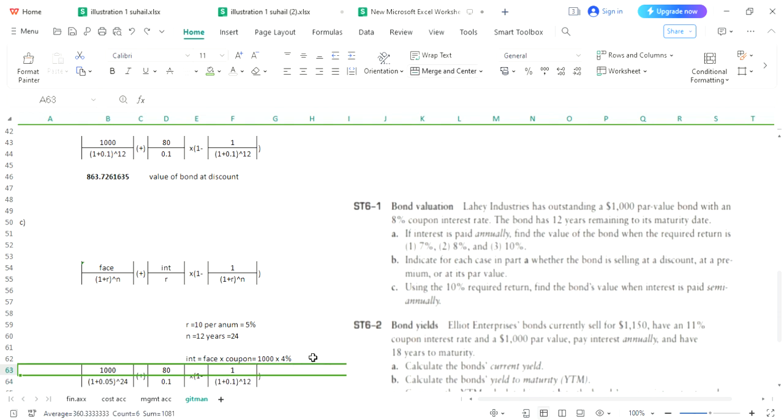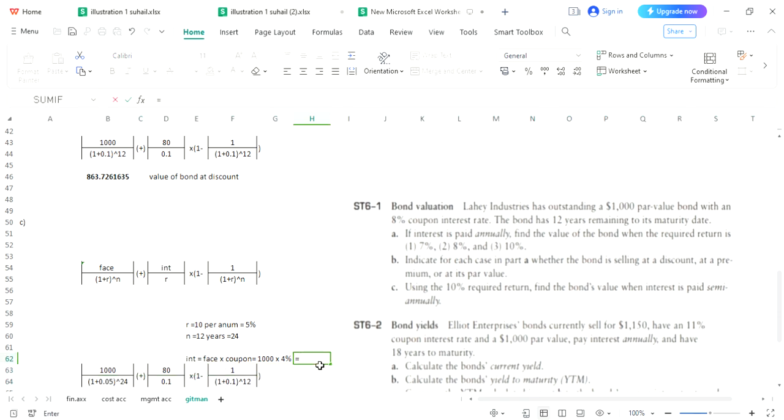Okay, we can calculate it again. That was 1000 multiplied by 0.04. So the amount of interest you have calculated is 40. So come to the formula.